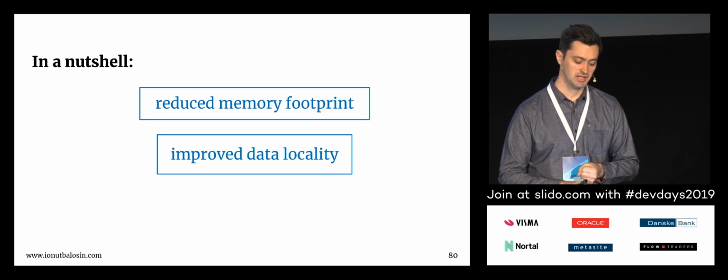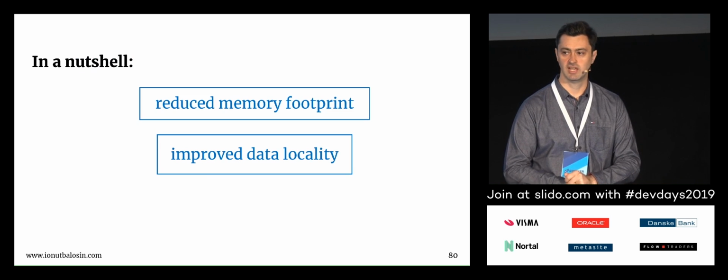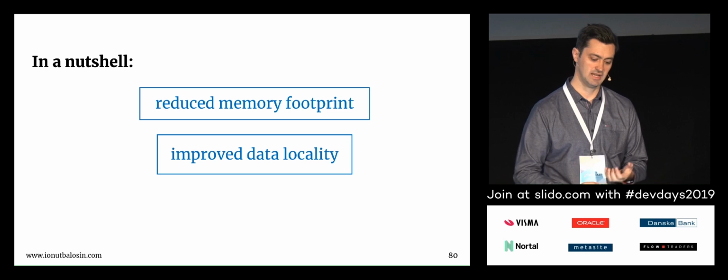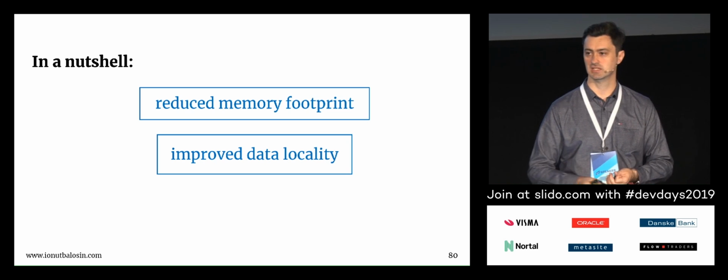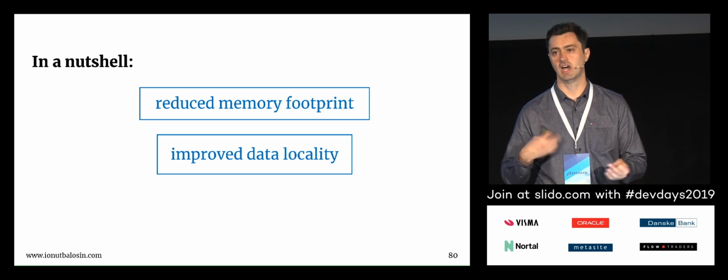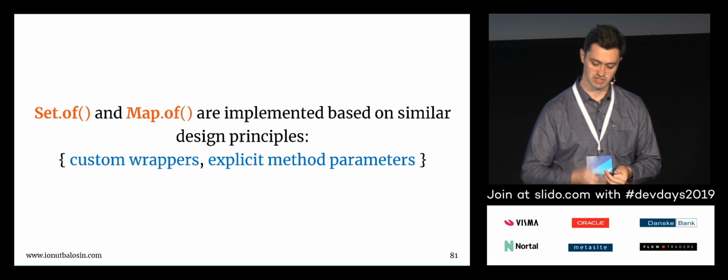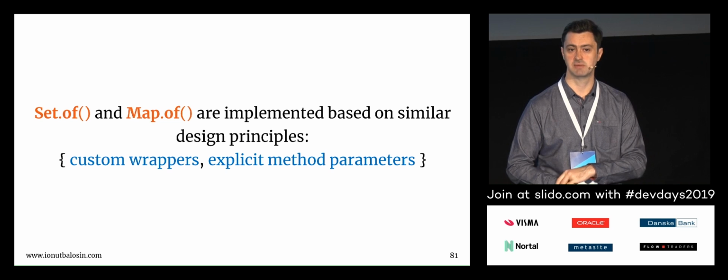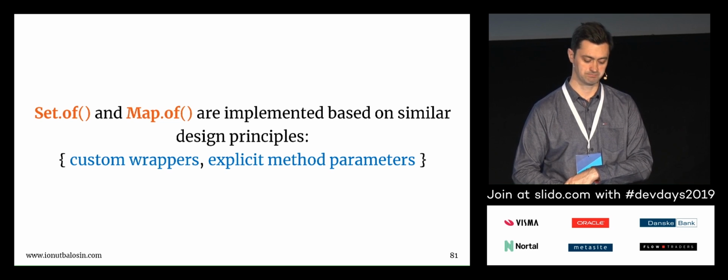In a nutshell, reduce memory footprint and improve data locality. I think this is, at least for me, a very good lesson learned on how to deal with these optimizations if you are in the position to write such libraries. And Set.of and Map.of are implemented based on the same rationale, nothing particular.